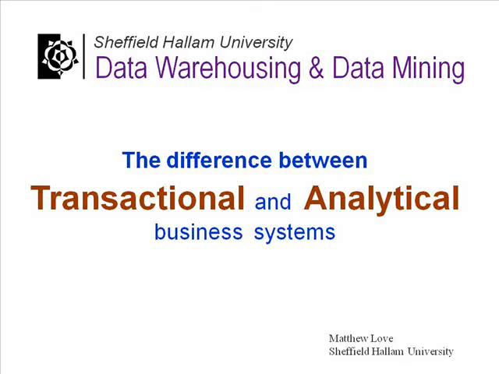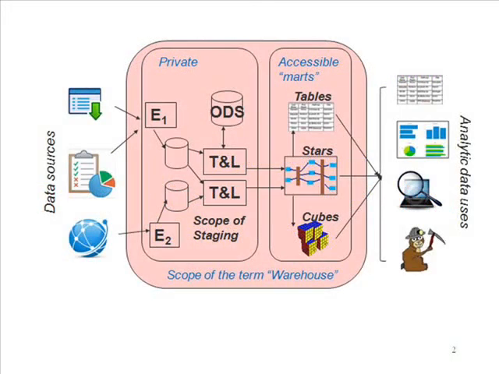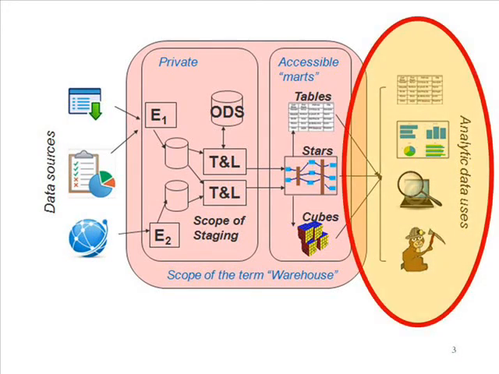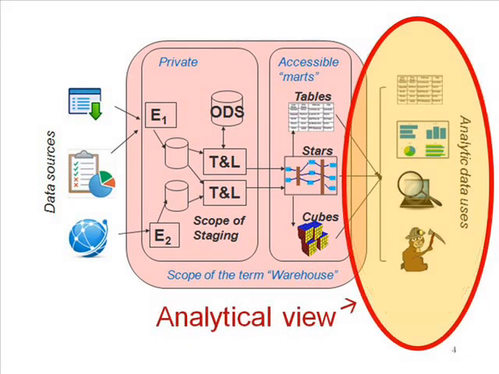Welcome to this class discussing the difference between transactional and analytical business systems. In the introduction to this module, we used this diagram to explain that the purpose of a data warehouse was to be able to present data to end users in such a way that they could derive business intelligence. This is an analytical point of view.